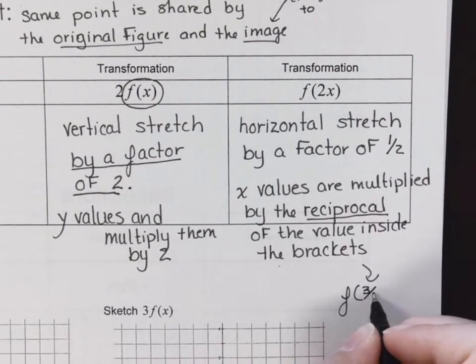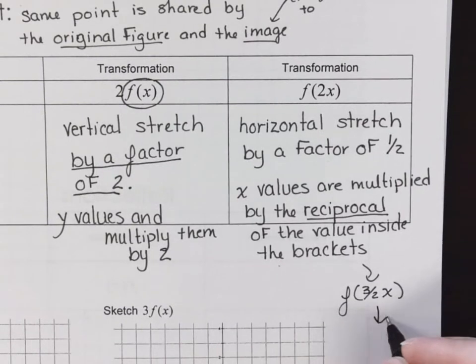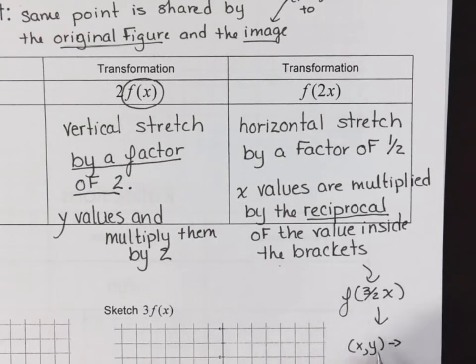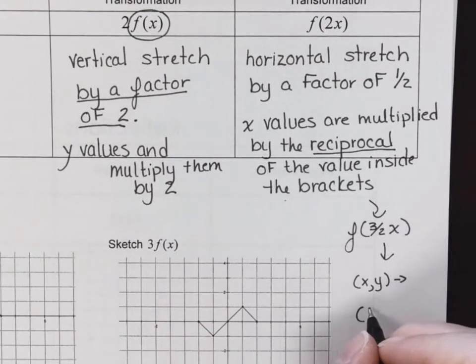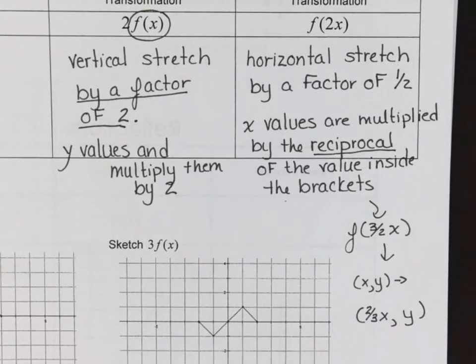So for those of you who are at home not hearing what we're saying, if it was 3/2 x like that, if I did a mapping rule, remember mapping rules tell us our straight math, we would multiply x by the reciprocal of that, so that would be 2/3 x and y. Does that make sense? So when it's inside the brackets, you're multiplying by that reciprocal.